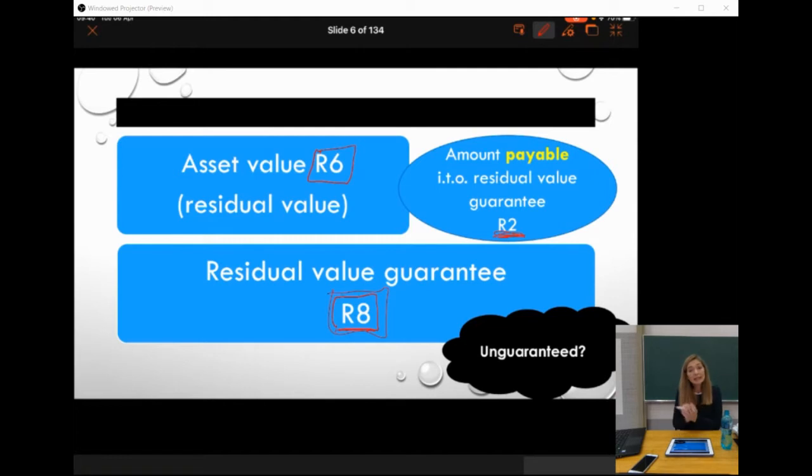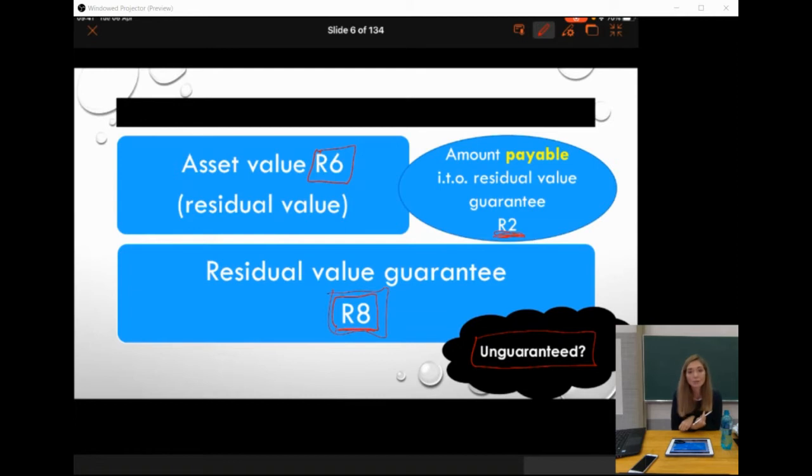So the lessor is still getting his R8 at the end of the lease term, but he's getting it in the form of a R6 asset and a R2 cash. Okay. And in this situation, you will see now that we cannot have an unguaranteed residual value.